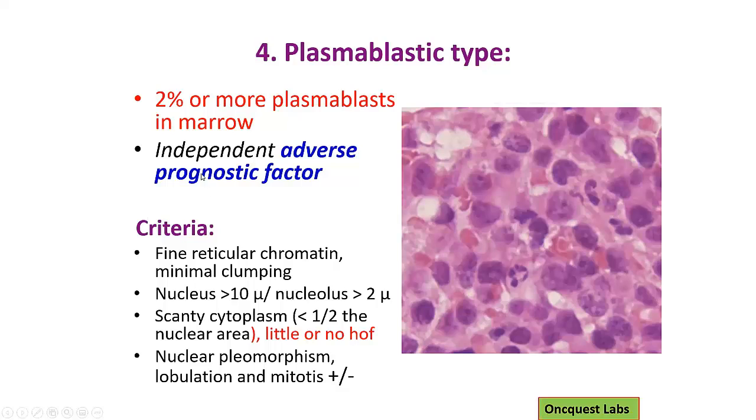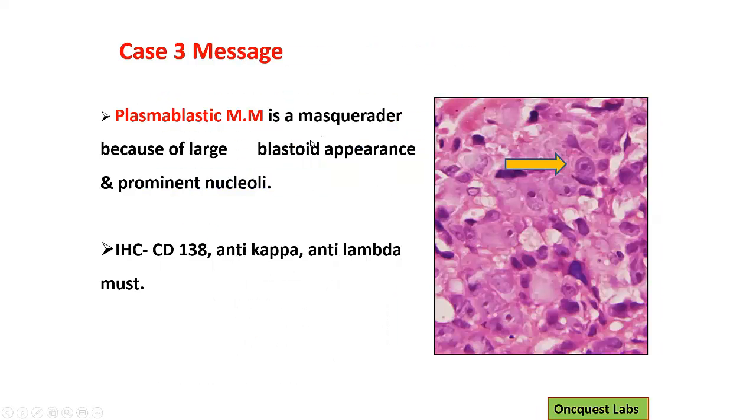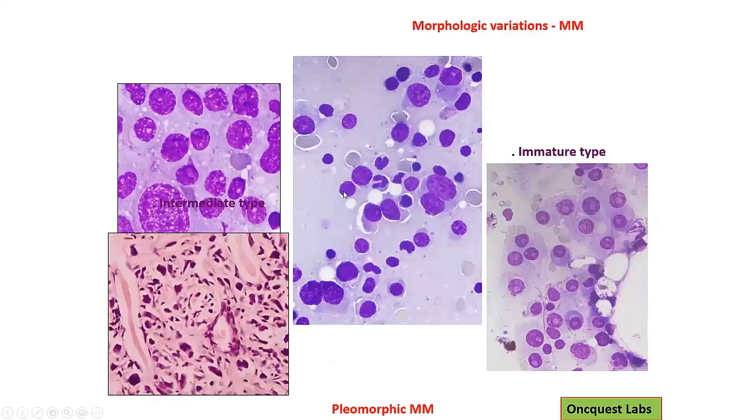Now, Kyle and Greipp say that if there are 2% or more plasmablasts in the marrow, this is an independent adverse prognostic factor. Now, this is very, very important. And these cells have to be differentiated from immature plasma cells. I'll show you. So the plasmablastic multiple myeloma is a masquerader because of the large blastoid appearance and of course the prominent nucleoli. But these markers will clinch the diagnosis.